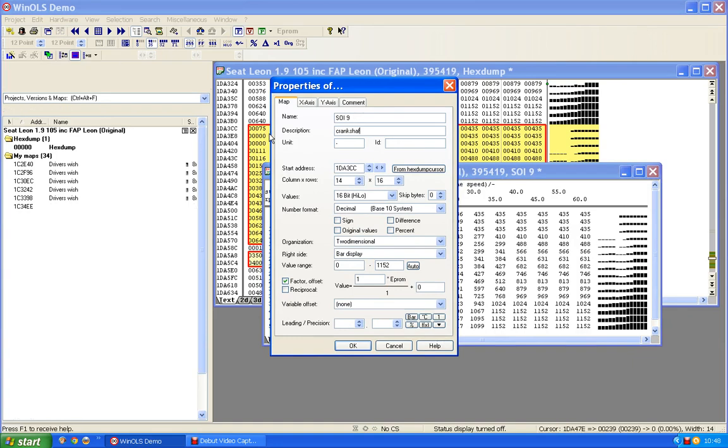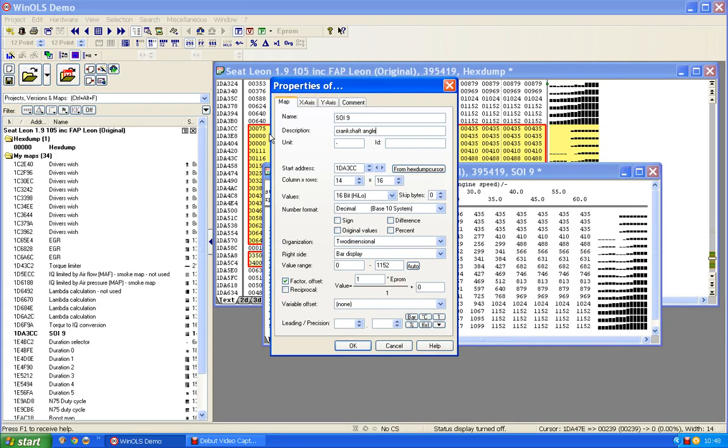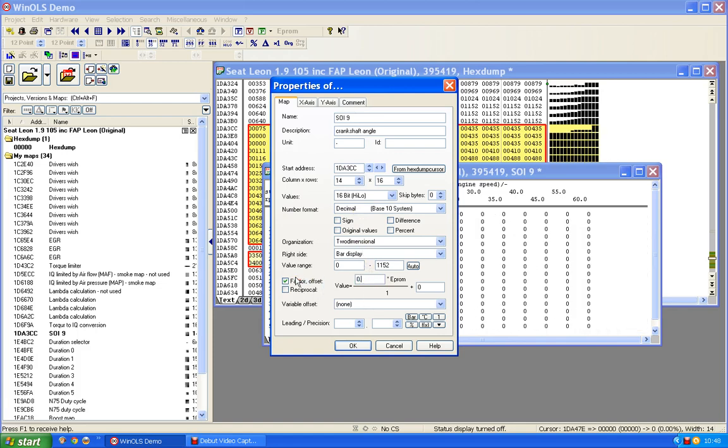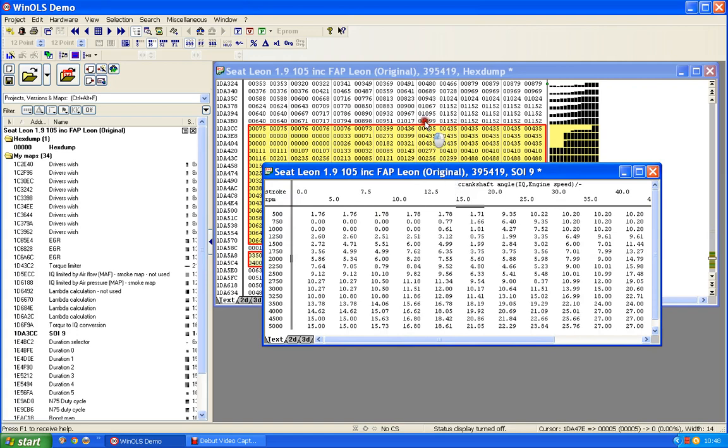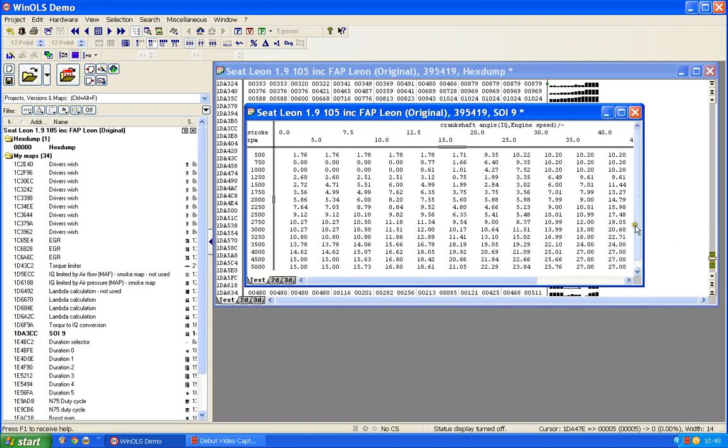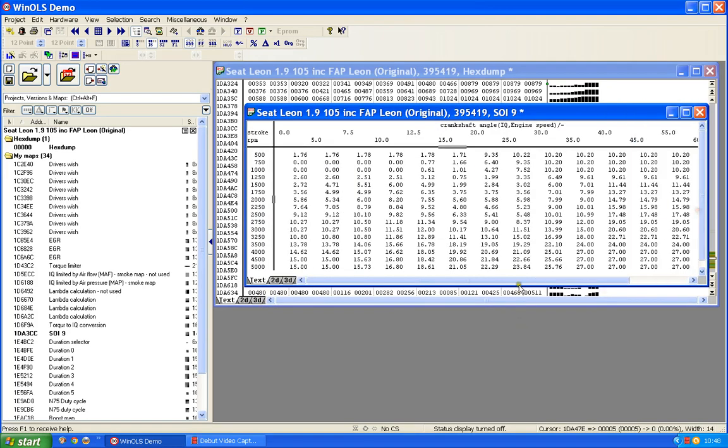We think it's probably going to be crankshaft angle. Now if it's crankshaft angle, we know that it will be 0.023437, and so we'll give it a couple of decimal points and then we'll have a look. Right, let's have a look at what we've got. Let's make that a little bit bigger.